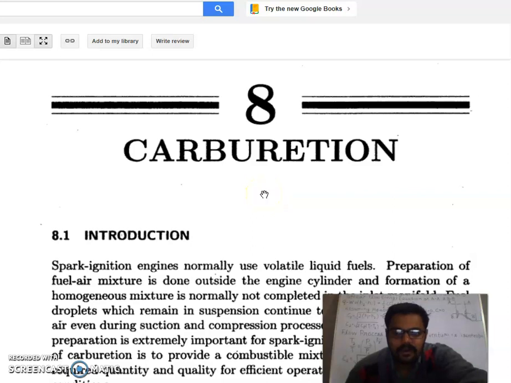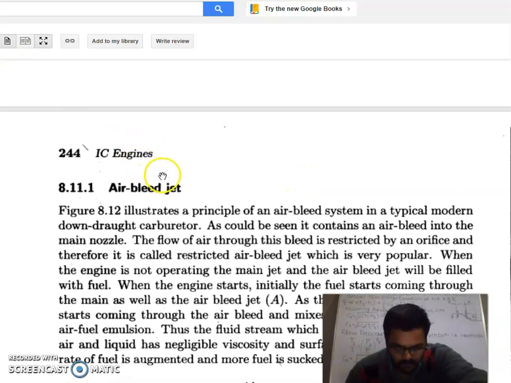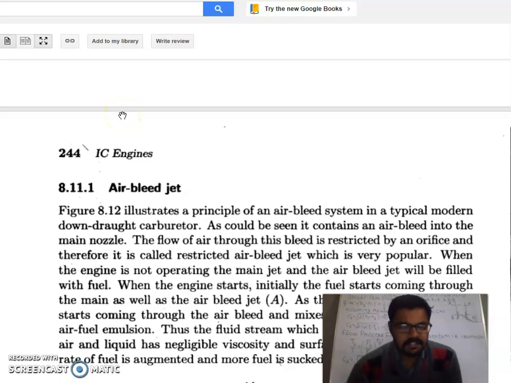Good morning. Today we'll start with the next topic of carburation. We will start with the compensating devices. So what are compensating devices?